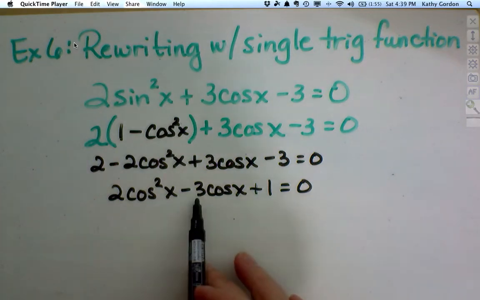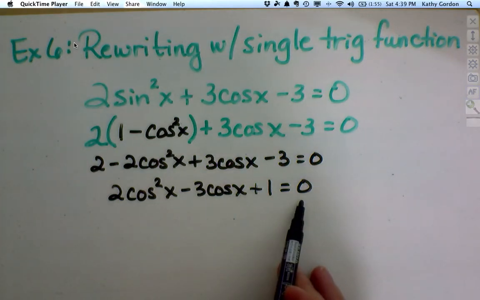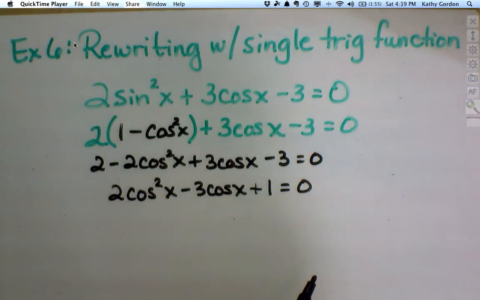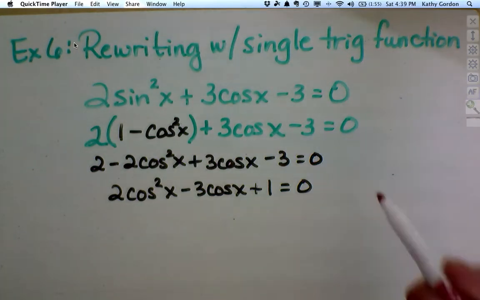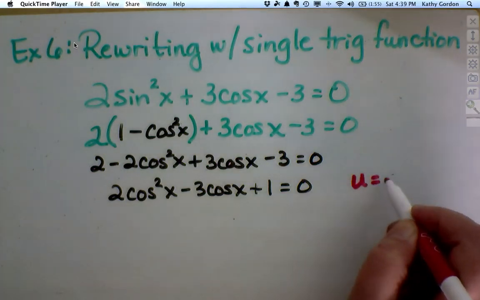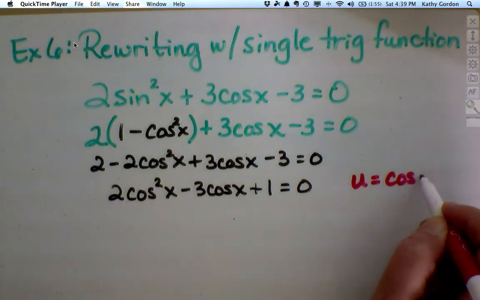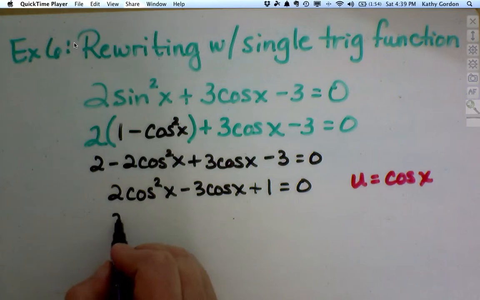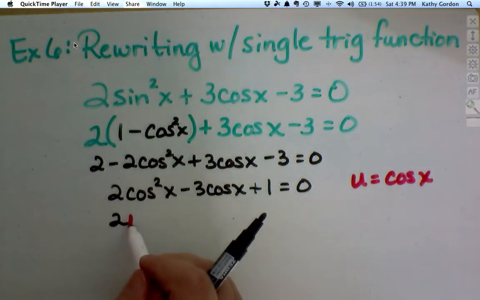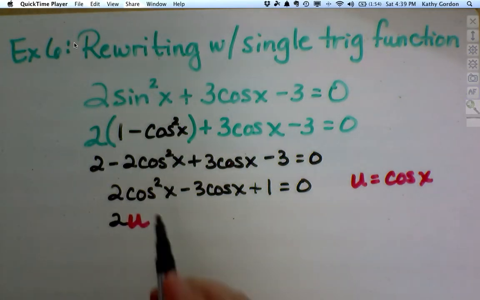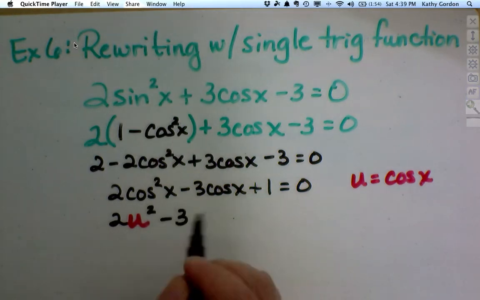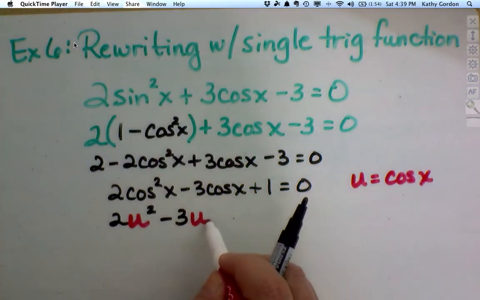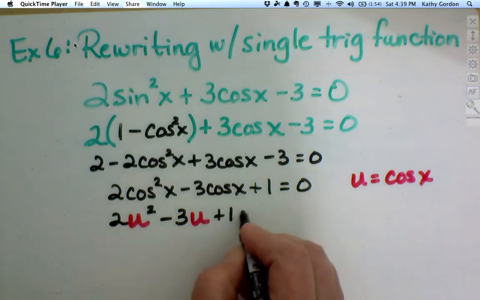Now we're back to that quadratic looking equation like we saw in the last example. So this would be a good time to bring out our U substitution and substitute U in place of our cosine. So that means we're going to have 2u squared minus 3u plus 1 equal to 0.